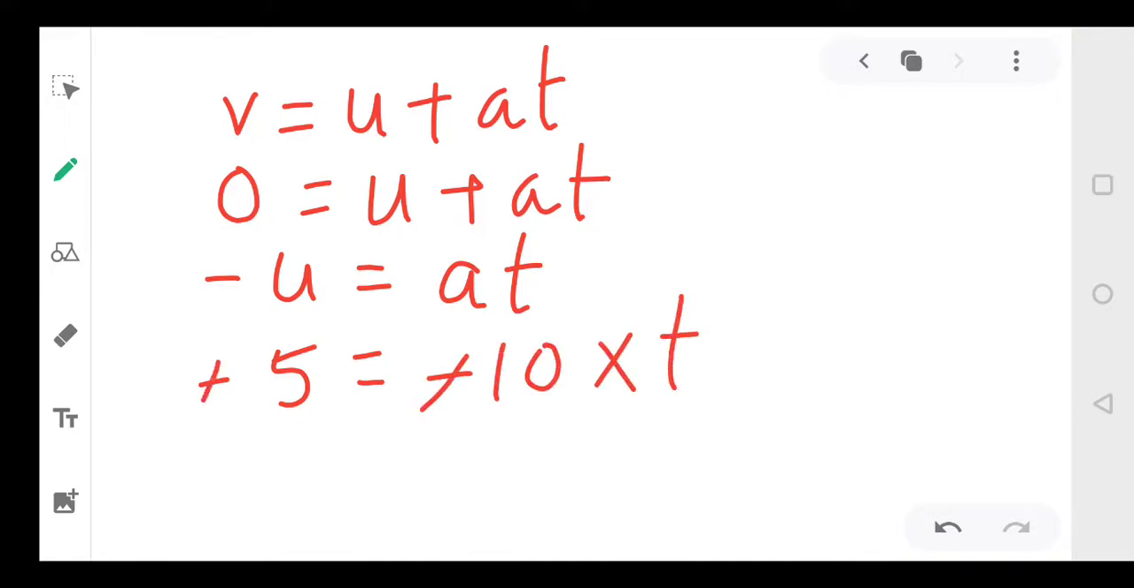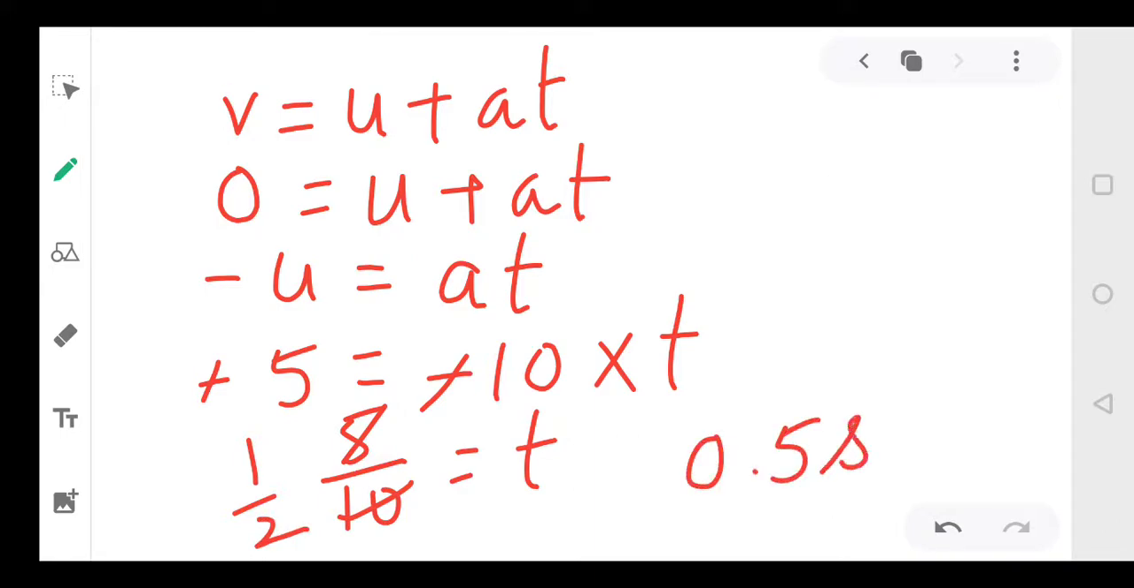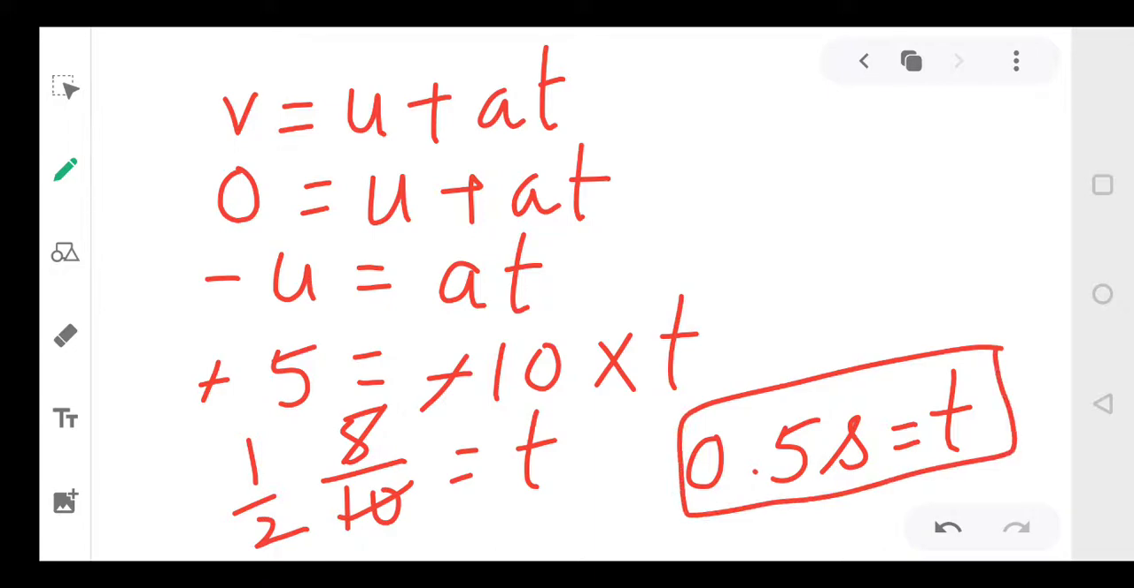So we'll cancel the minus. So 5 upon 10 is equal to t, that is 1 by 2. So we have 0.5 seconds is equal to t. So your t is 0.5 seconds. Okay everyone? So t is 0.5 seconds.